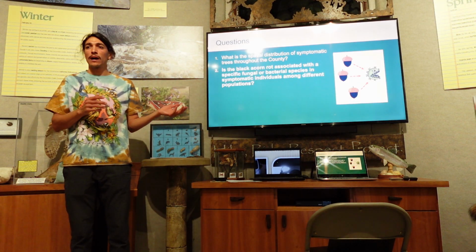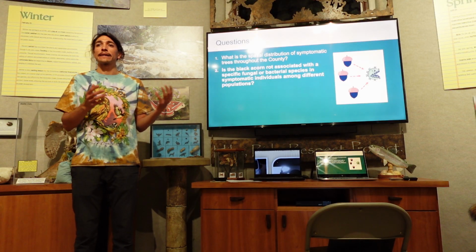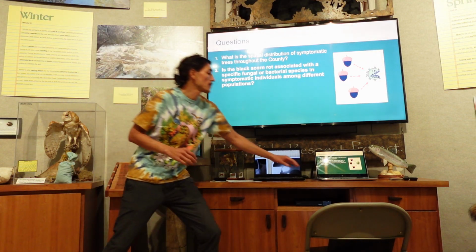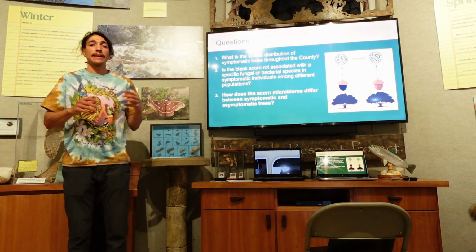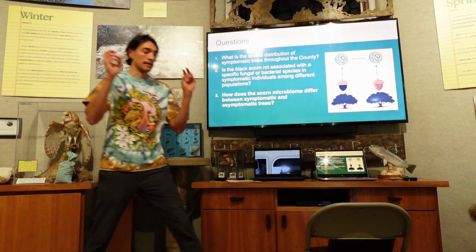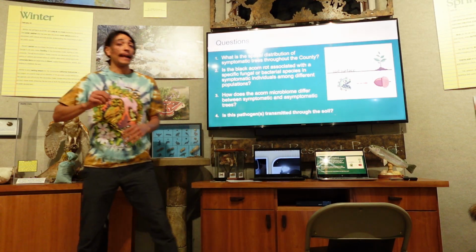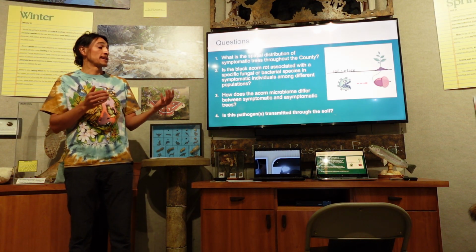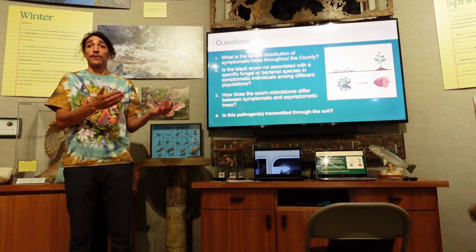Is this black acorn rot associated with a specific fungal or bacterial species? How does the acorn microbiome differ between these symptomatic black acorns and healthy acorns, or asymptomatic acorns? And is this pathogen transmitted horizontally through the soil to healthy individuals?